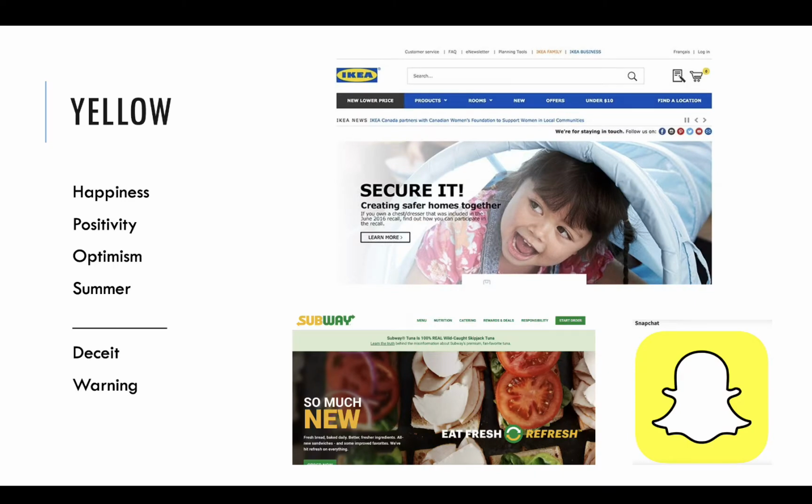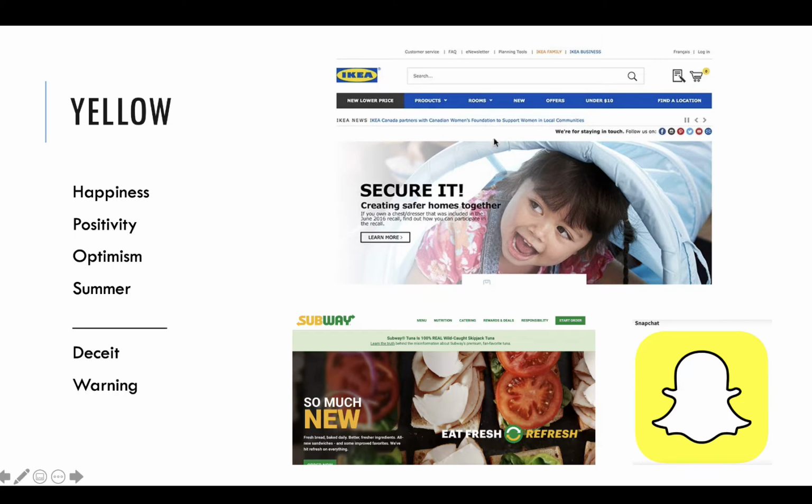Now, yellow is very much around happiness. Think of optimism, positivity, summer. Yellow is the bright, shiny color. Somebody who is very vibrant, or really wants to show a sense of, as I mentioned, vibrancy or sunshine or optimism. There's also a flip side to yellow that you will see in other cultures. Sometimes other cultures, or even within the United States, will see some colors as deceitful or warning. So take that to heart here.